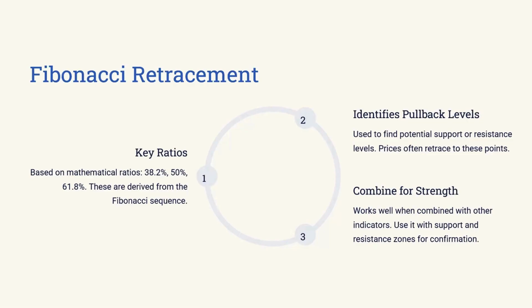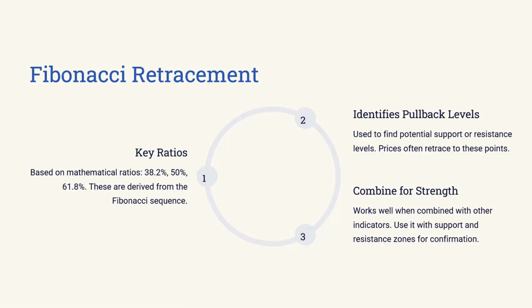From an analogy point of view, think of a Fibonacci retracement as a rubber band. When you stretch the rubber band and then release it, it tends to snap back to certain predictable points, the Fibonacci levels, before potentially stretching again in the original direction. These snapback points are where the market pauses and potentially reverses.